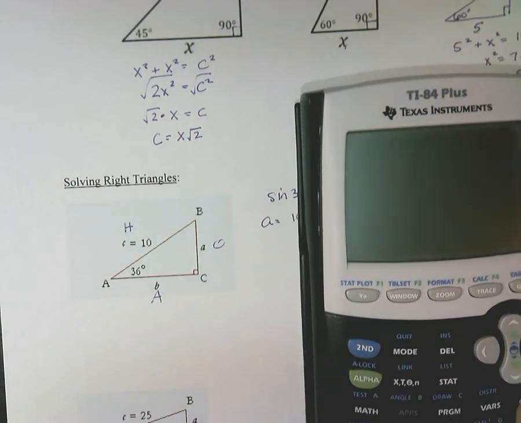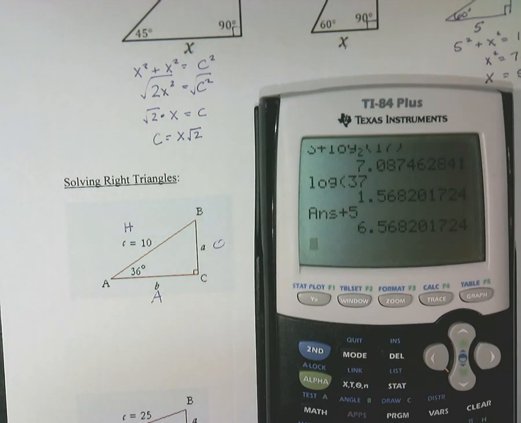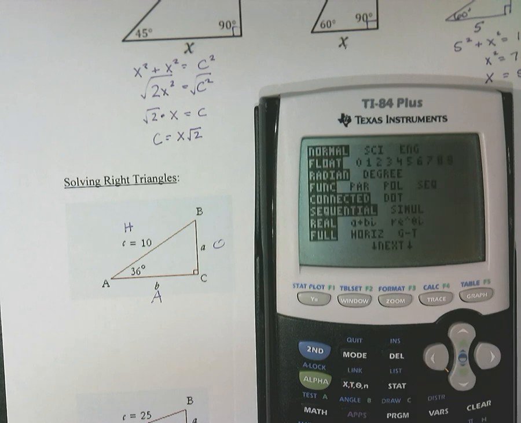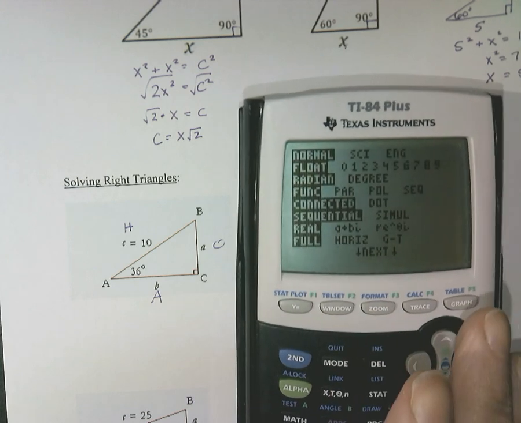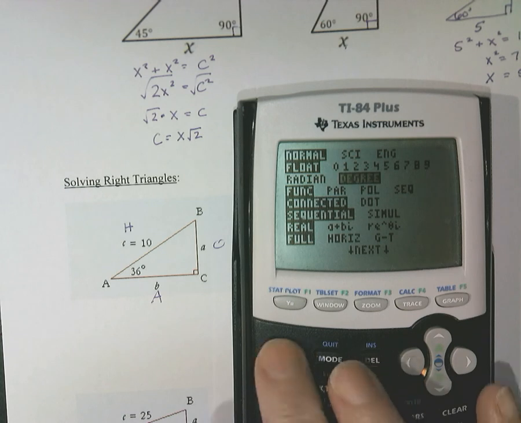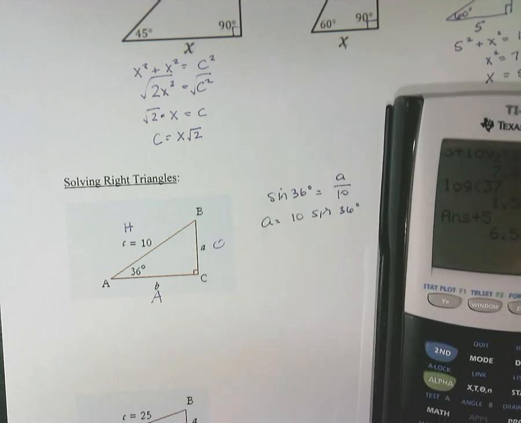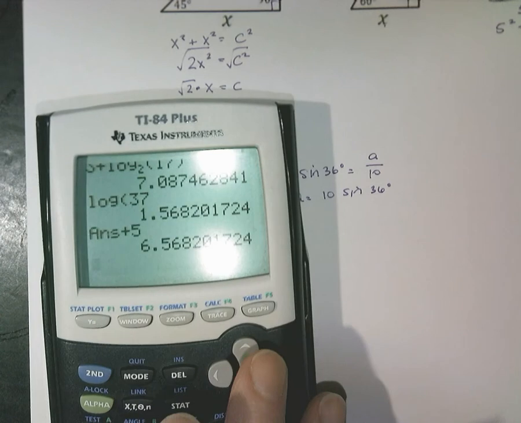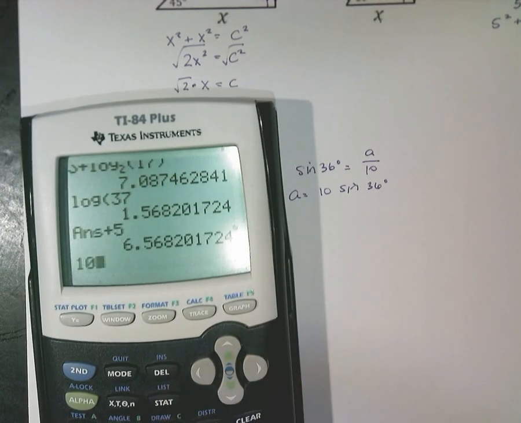The first thing we need to do is go to your mode and make sure your mode is on degrees. By default, the calculator for the TI-84 is always on radians. So I'm putting it on degrees. Then I want to type in 10, and you could say times sine of 36. I don't need to use the degree symbol. I'm just going to enter it there.